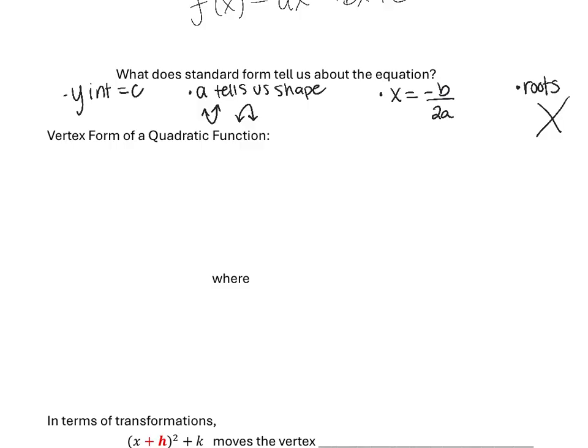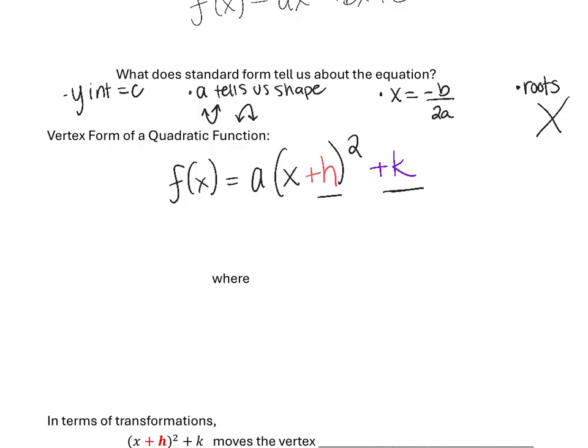So where standard form tells us those things, vertex form is this: f of x equals a times (x plus h) squared plus k, where the vertex of our equation is at (h, k). Remember, and we'll keep talking about this, but the sign will flip. So when we move from that grouping symbol in our equation to the actual vertex, just on the x-coordinate, the sign flips.